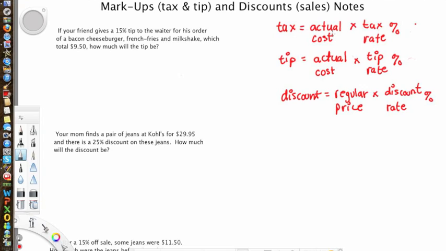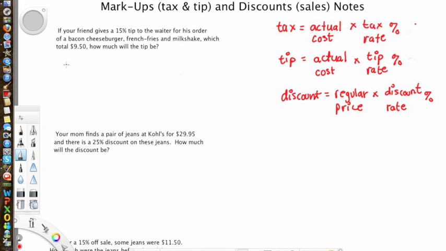Now, both tax and tip really don't help the consumer. They add to the actual cost, your total cost. Where discount makes the consumer happy, because the discount rate is going to end up being subtracted from the regular or original price, and we'll look at that later. But let's first just find these items.